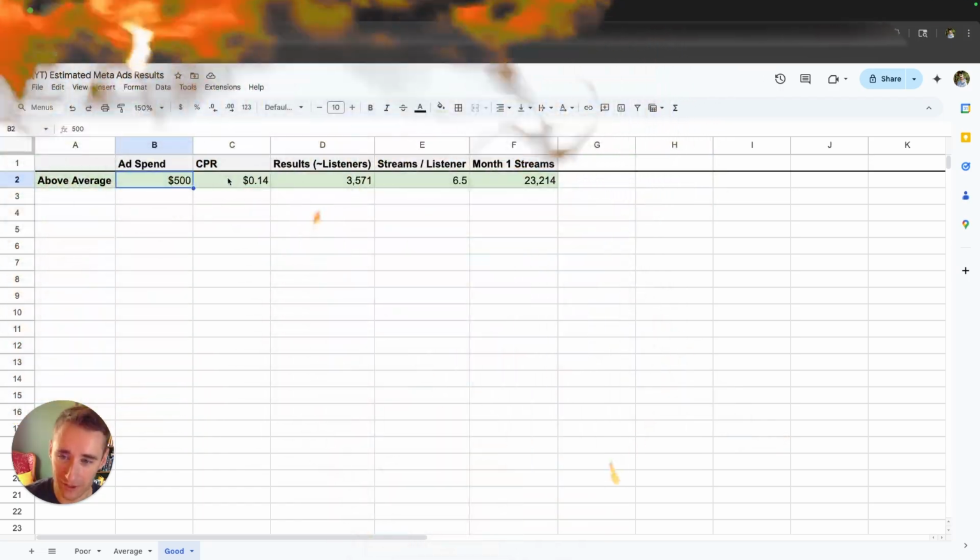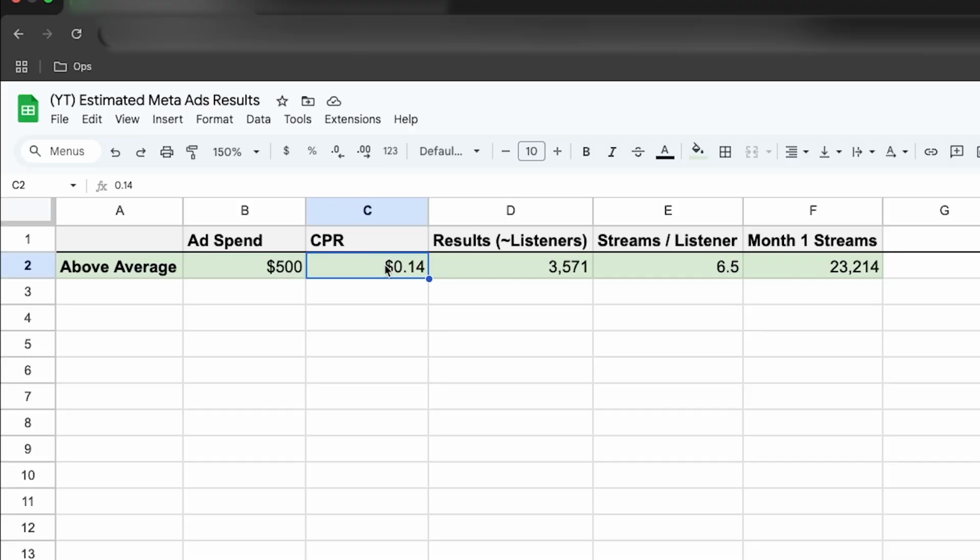So $500 in ad spend still, cost per result of 14 cents. This is about as good as I've seen a campaign maintain over any length of time. So you might have a day where you get lower than this, but over like a month-long period, this would be an incredible cost per result. That would give you 3,571 new listeners over the course of that month.